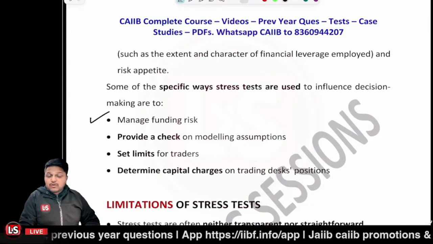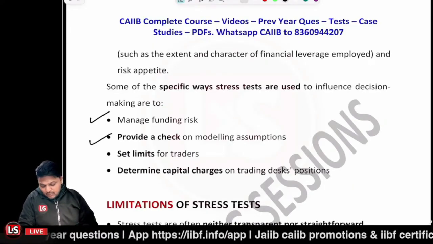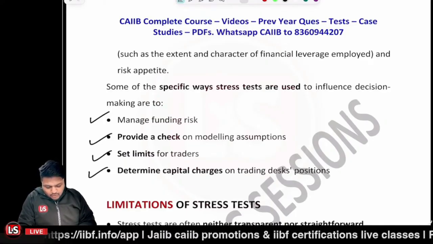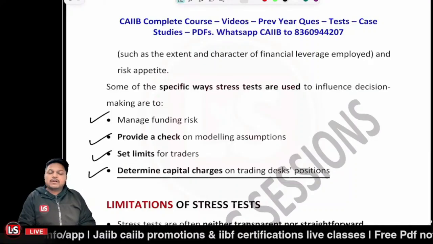So as to provide a check on the modeling assumptions, even if we want to set the limits for traders or determine the capital charges, we should be looking into it and all the things should be considered.